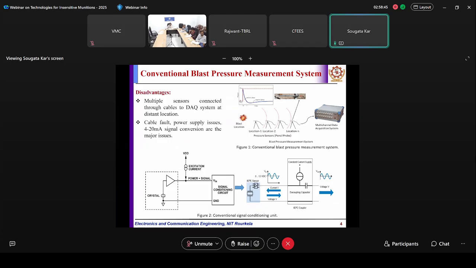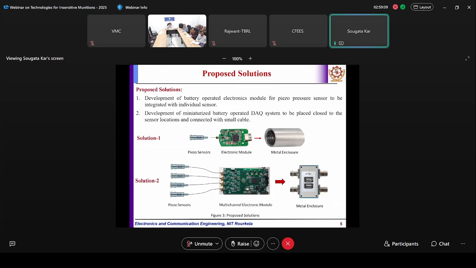So this is the current conventional approach. The current can be 4 to 20 milliampere. In most process instrumentation also, current transmission is preferred instead of voltage mode transmission. Here, the conventional blast pressure measurement systems basically prefer this current mode transmission because of the cable capacitance.